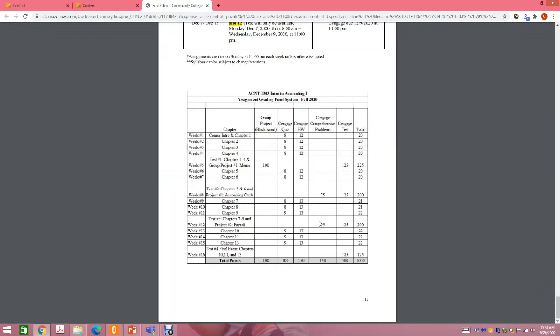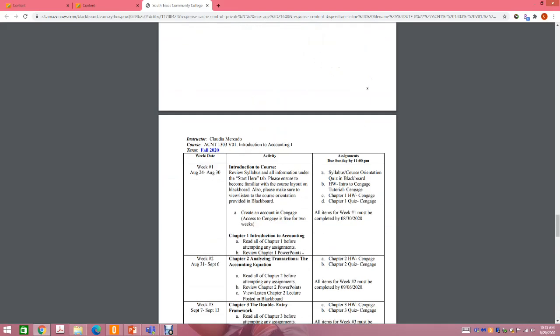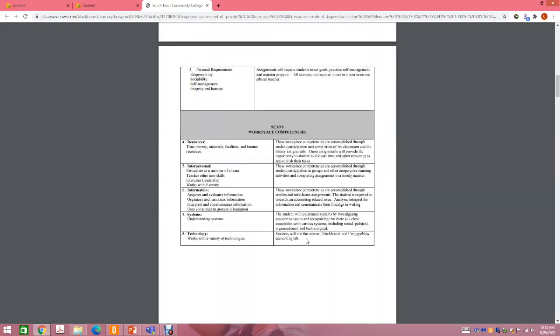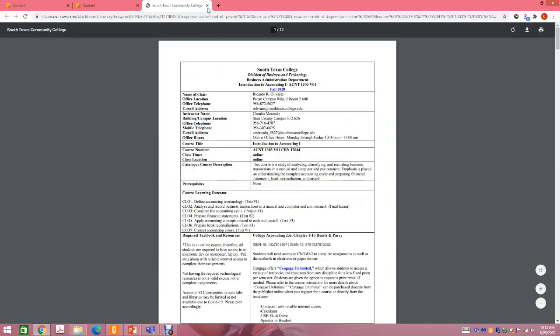And then below that, you're going to have an assignment grading point system. And this is basically a breakdown of how your 1,000 points are made up. So for this particular class, you're going to have a project that's going to be worth 100 points. Your quizzes are worth 100 points. Your homework is worth 150 points. Your comprehensive problems are worth 150 points. And your tests are worth 500 points. And it gives you a breakdown by week, and how many points you can earn for that week. Okay? So that is what the syllabus looks like. Please read it, so you can be very familiar with the course.